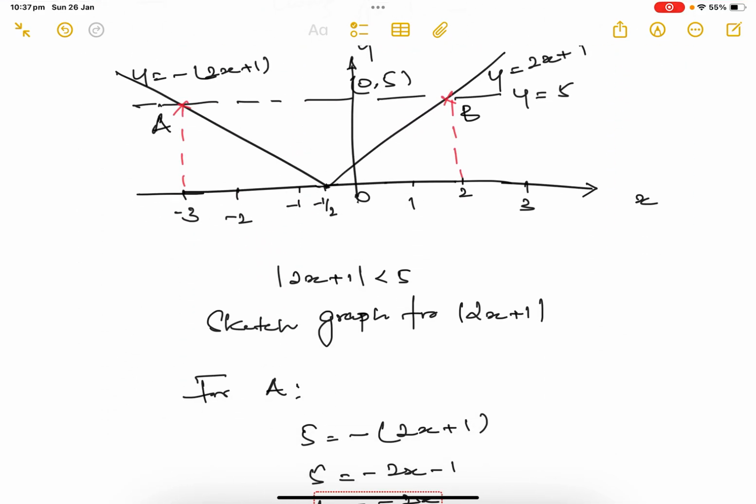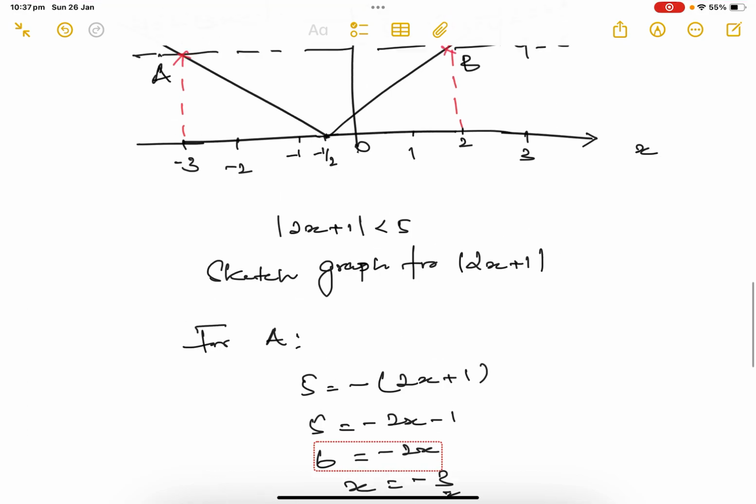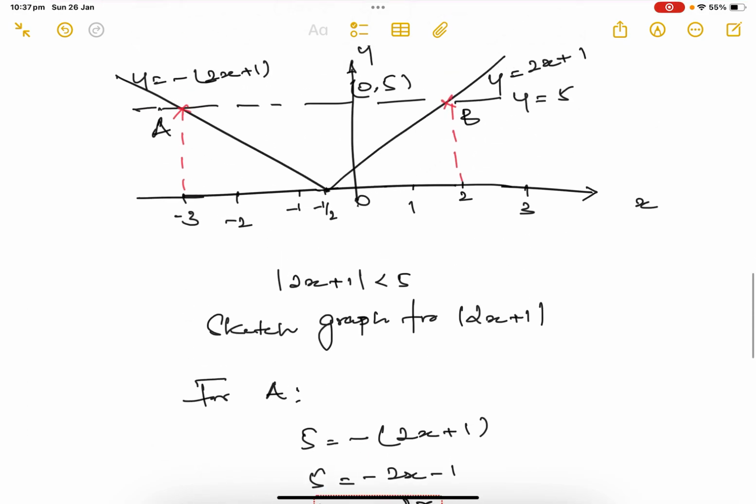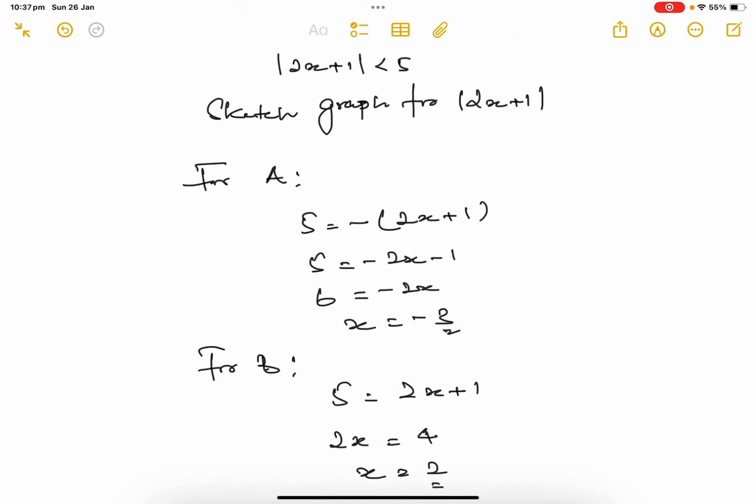So modulus 2x plus 1 less than 5. That's the actual graph which we have drawn. The pivot point is minus half and 0. Right, we sketched the graph. A is where y equals 5 cuts y equals minus 2x plus 1. So we can find A.